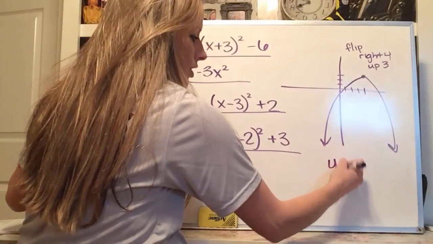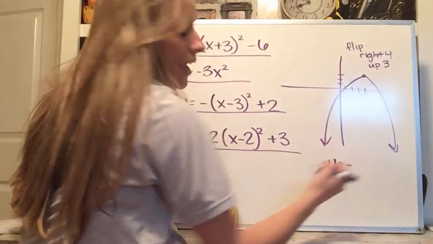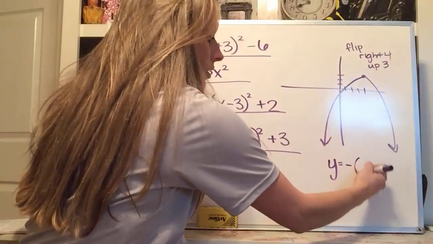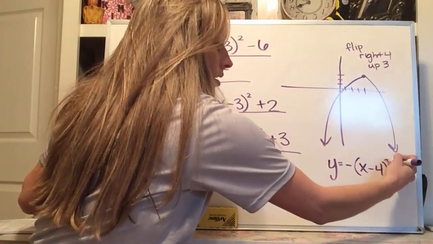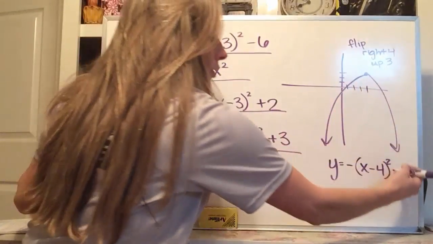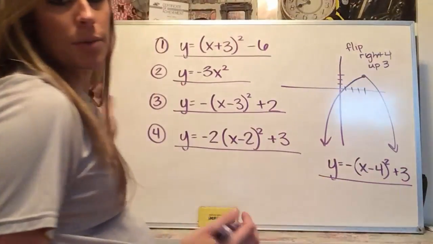Okay, so my equation should be reflected over the x-axis, so that negative should be at the beginning. Right 4, that's going to be inside the parentheses, and then the squared outside, right? And then up 3 is going to be at the very end. So that would be my equation.